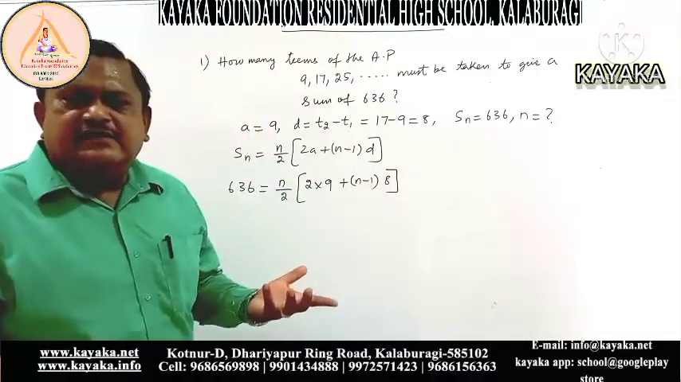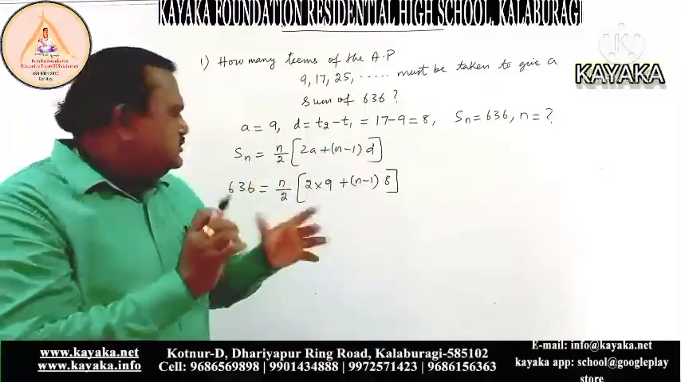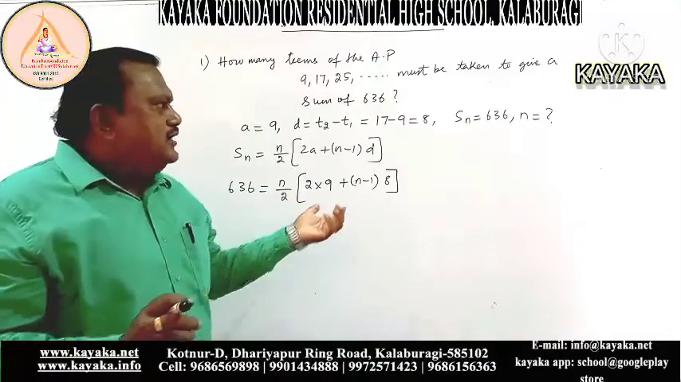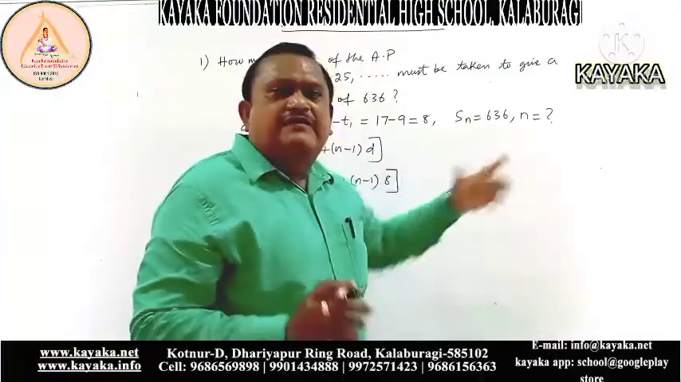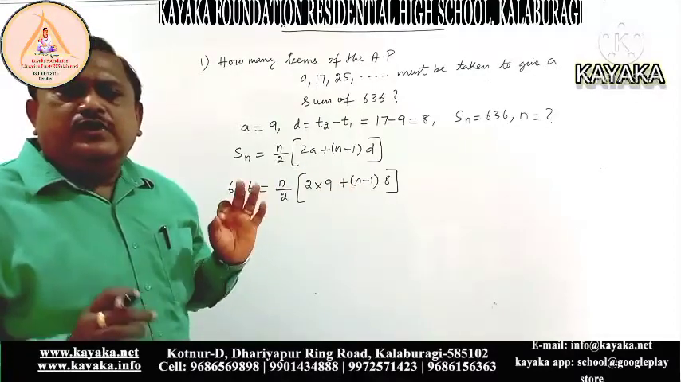I did not do any magic. Just I substituted all the values in this formula. Now what do you have to find here? n. We have n here and n here, and that n value you have to find.